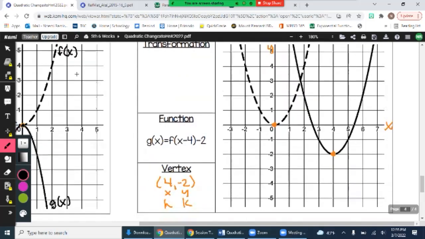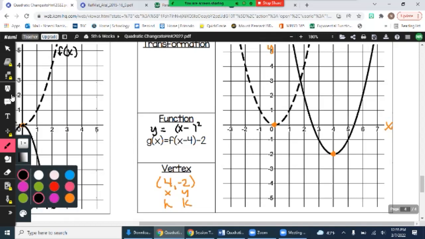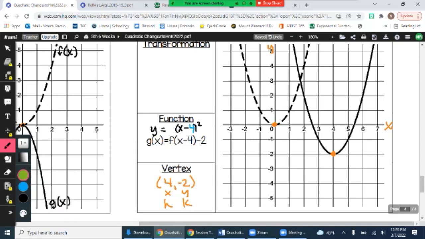Okay, so it's in g of x form. Now we have to switch it back to y equals. G of x switches back to y equals. Instead of having f of x, we're just going to have that x minus number squared. The number in the parentheses is still going to be the same. If it's x minus 4 here, it's x minus 4 there. If it's minus 2 on the outside, minus 2. That means we didn't change a.